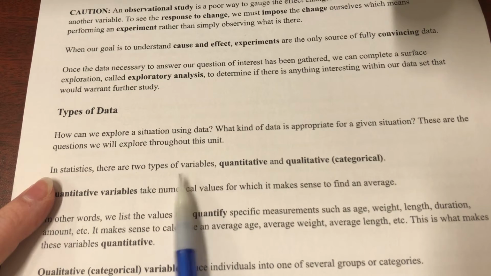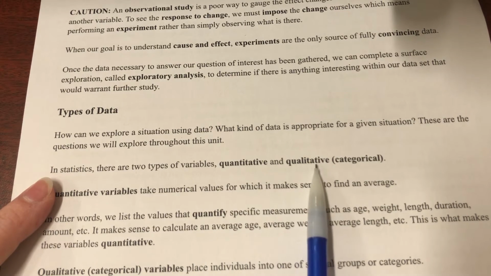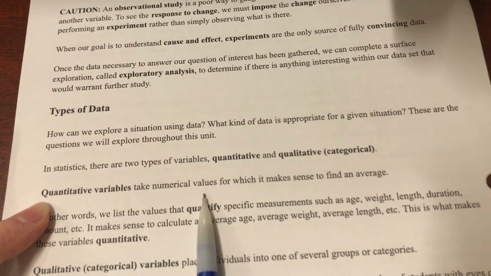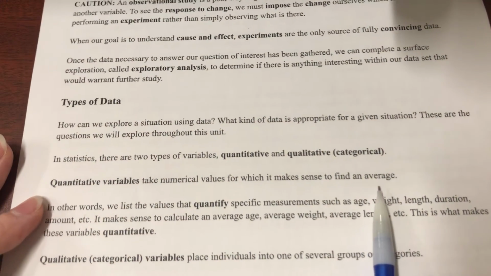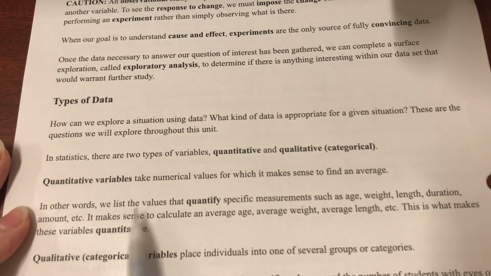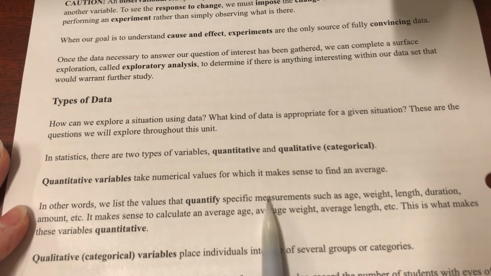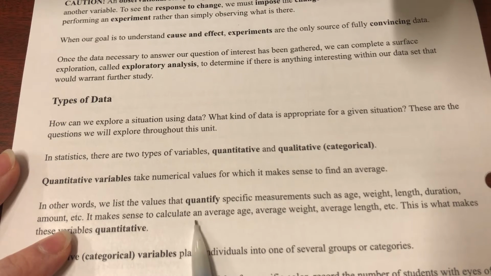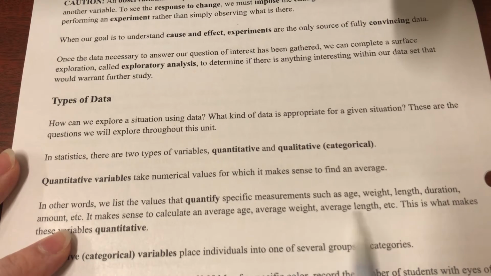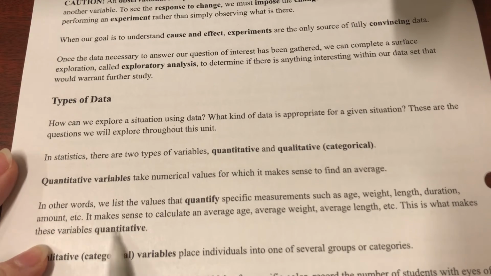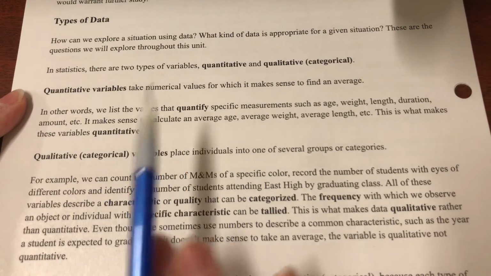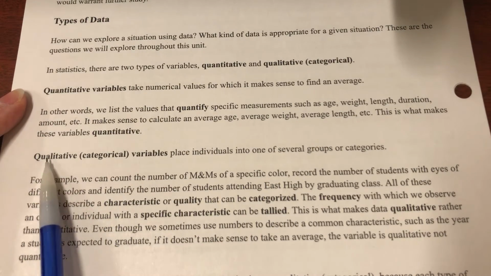In statistics, there are two types of variables. We have quantitative and qualitative, which is also called categorical. Quantitative variables take numerical values for which it makes sense to take an average. So in other words, we list the values that quantify specific measurements such as age, weight, length, duration, amount, etc. And it makes sense to calculate an average age, average weight, average length. This is what makes those variables quantitative. So when you're trying to figure out, is it a quantitative variable, does it make sense to take an average?